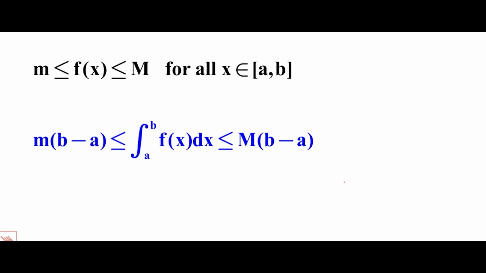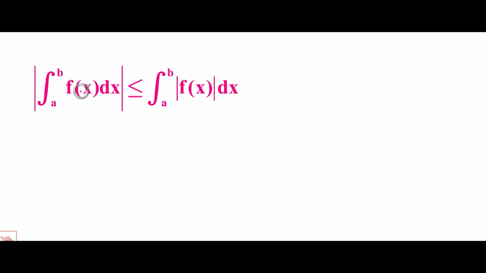And if f of x is between m and M for all x in a to b, then the integral of f of x dx from a to b is between m times b minus a and M times b minus a. The absolute value of the integral of f of x dx from a to b is less than or equal to the integral of the absolute value of f of x dx from a to b.